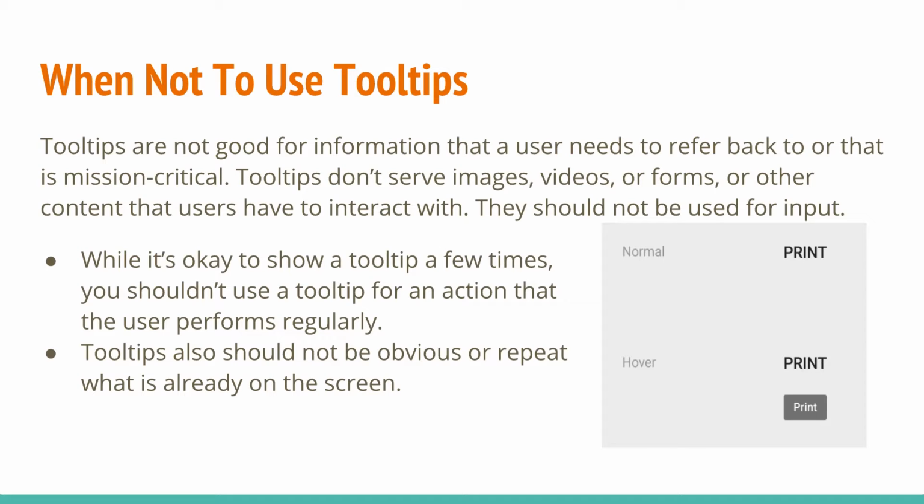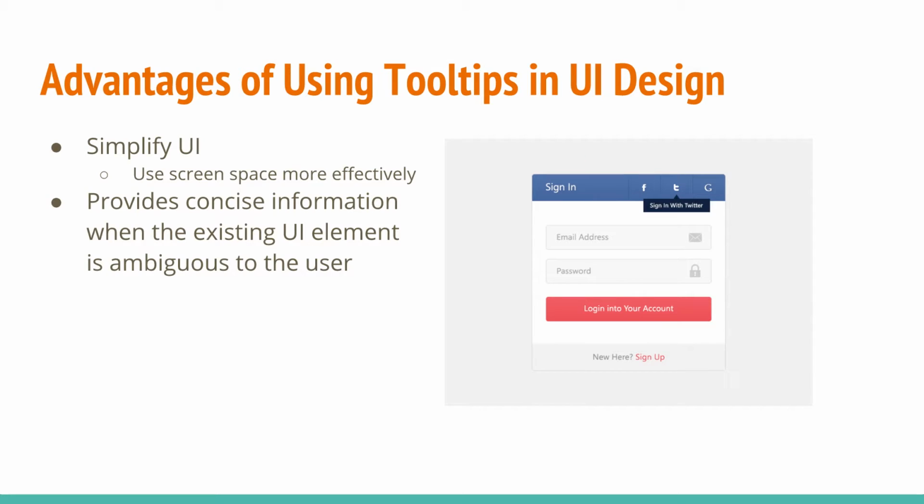And we can decompose these when-to and when-not-to-use pieces of information into some pros and cons. So tooltips allow you to provide concise information while simplifying UI. Just imagine if instead of those Facebook, Twitter, and Google Plus icons that we see on the example to the right, we had a physical button with text that stated, sign in with fill in the blank. That would clutter up our small login form and force it to be much larger than it would need to be.